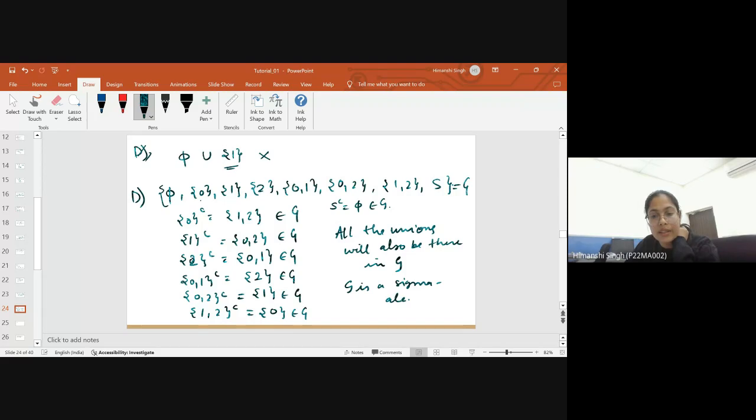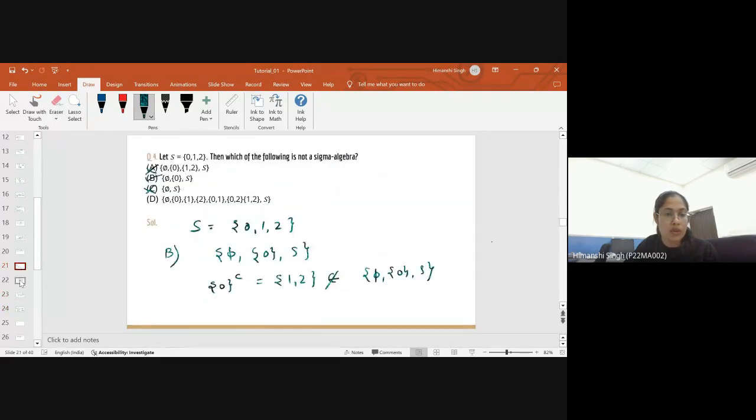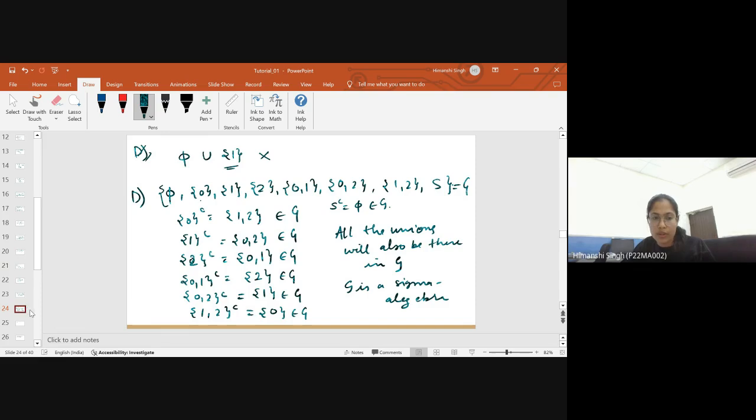If anyone has a doubt in this, you may ask. No, ma'am. Okay. So this is also a sigma algebra, so this option is also incorrect. So option B is the correct one. Does anyone else have any doubt, or may I proceed further?